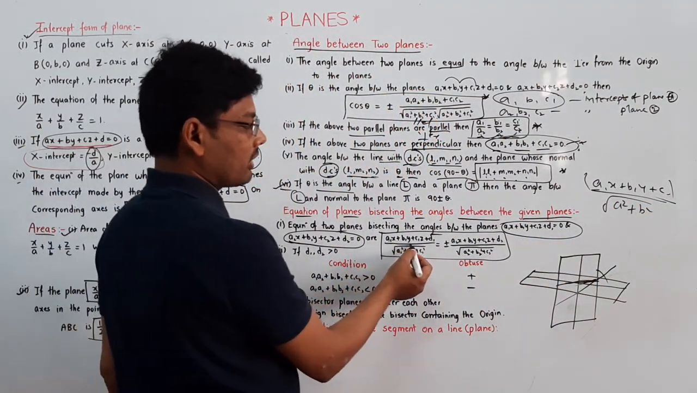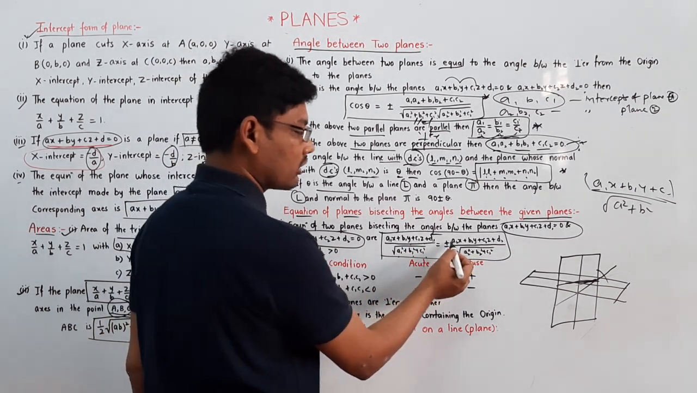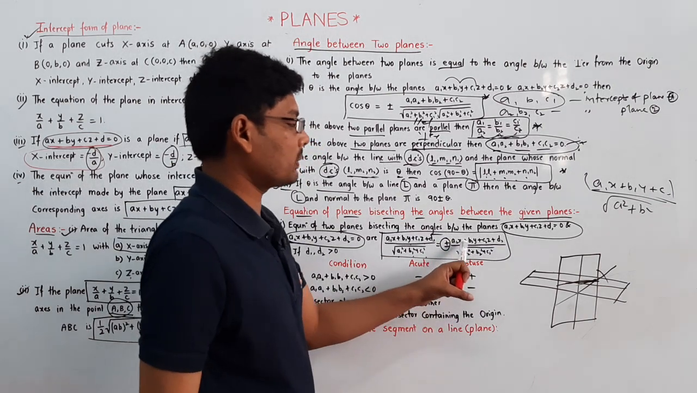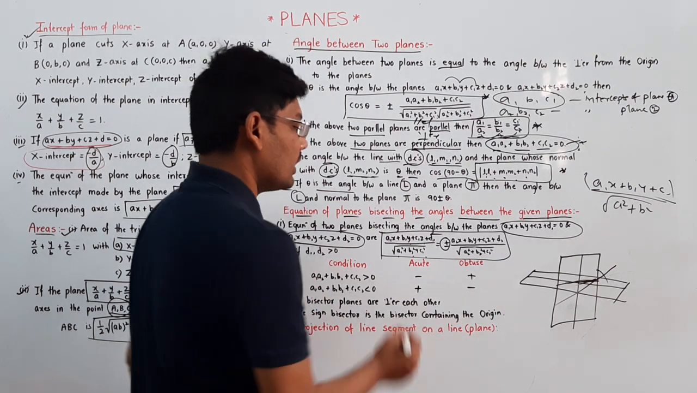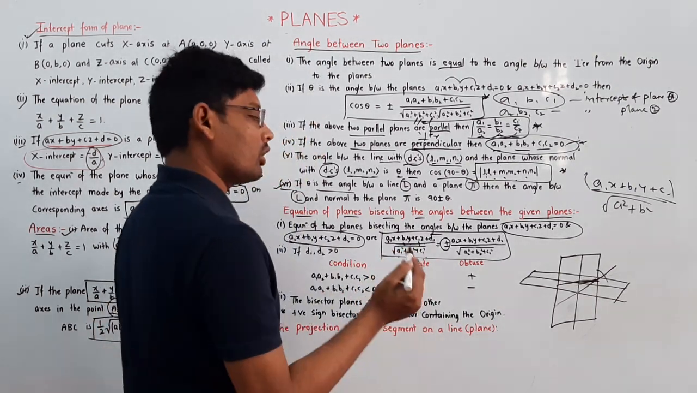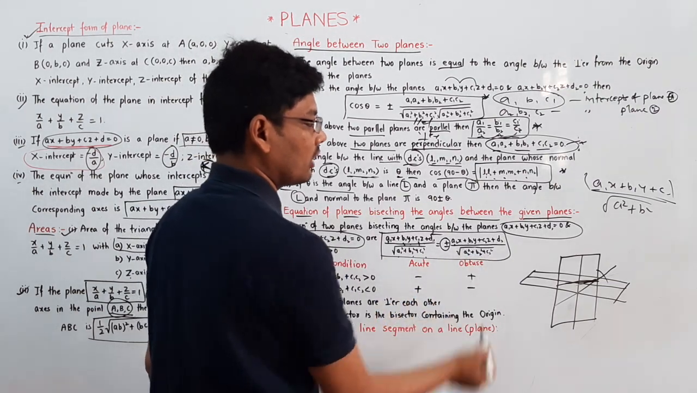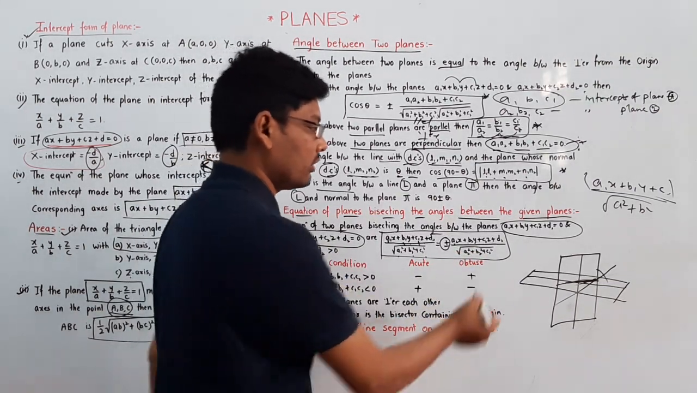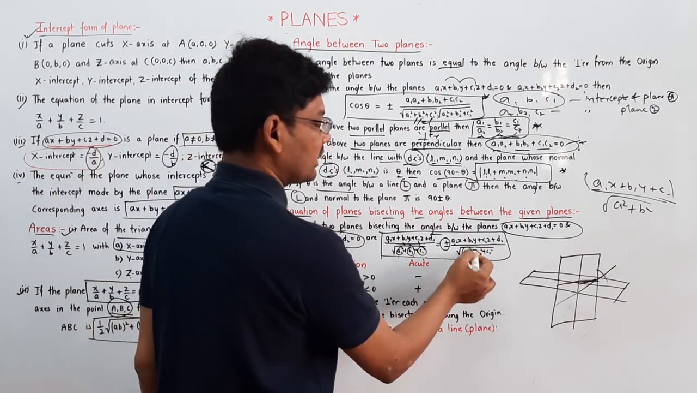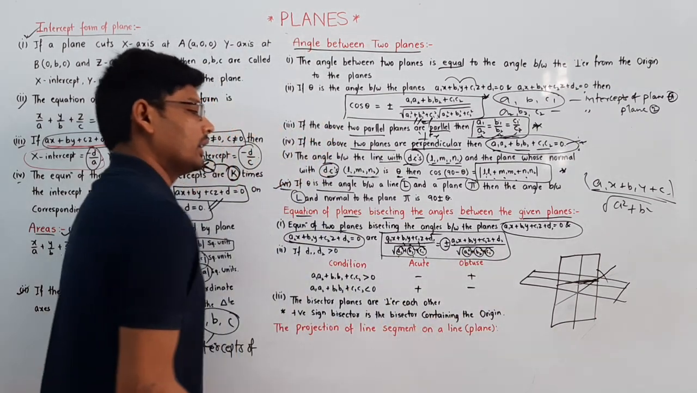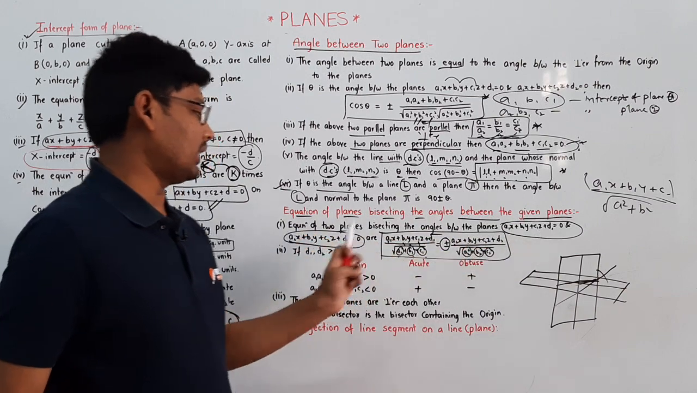Now a1x plus b1y plus c1z plus d1 by square root of a1 square plus b1 square plus c1 square is equal to plus or minus a2x plus b2y plus c2z plus d2 by square root of a2 square plus b2 square plus c2 square, where a1 b1 c1 are the coefficients of x y z respectively and d1 is a constant, and a2 b2 c2 are the coefficients of x y z of plane 2, where d2 is a constant. Each and every term will be taken from the two planes, plane 1 and plane 2.